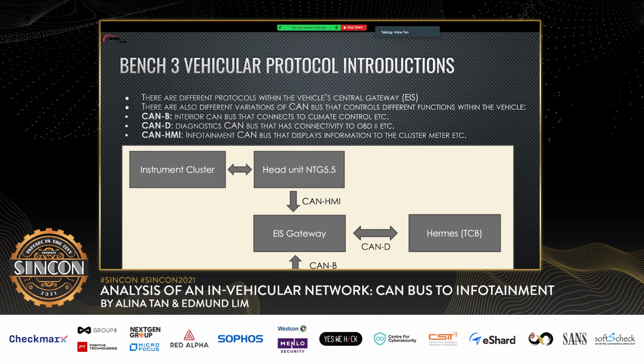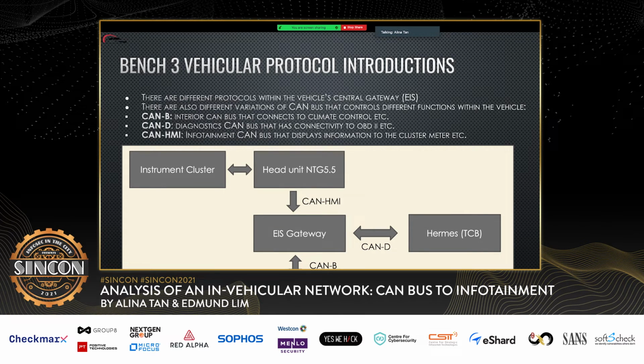These are the different vehicular protocol introductions, different CAN bus protocols within the vehicle itself. There are different variations of CAN bus that control different functions within the vehicle. Here we have CAN B, that I mentioned earlier, the body CAN bus. It's an interior CAN bus that connects to the climate control, or even controls the doors, and opening or closing of doors will generate CAN messages. And if your vehicle has a sunroof, when you open and close the sunroof, it also generates CAN messages under CAN B.